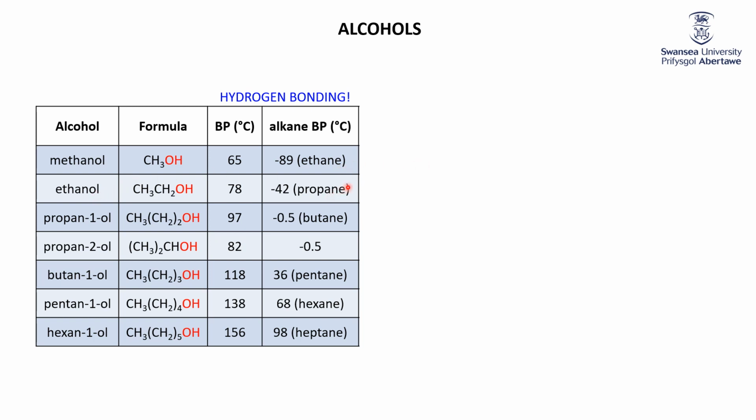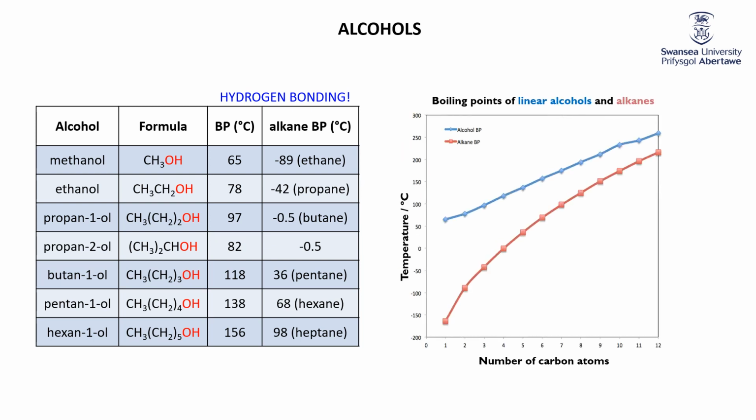Ethanol is closer to propane in terms of molar mass, propan-1-ol, or propanol generally, closer to butane, and so on and so on and so on. And you can compare that the boiling points of the alcohols are much higher than the equivalent molar mass alkane, because of the presence of hydrogen bonding. If we plot them out, we do see that they start to get closer to each other. Here are the alcohols, right? Very much bigger boiling points compared to the alkanes here in red, but as the number of carbon atoms increases, they get closer together.